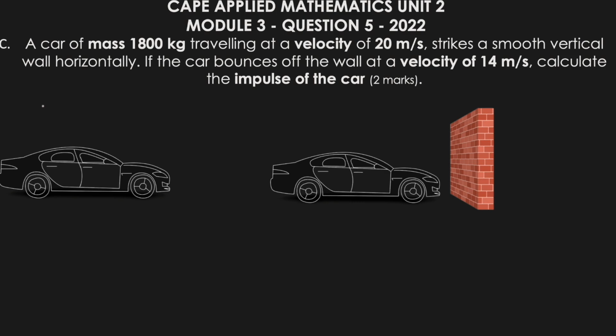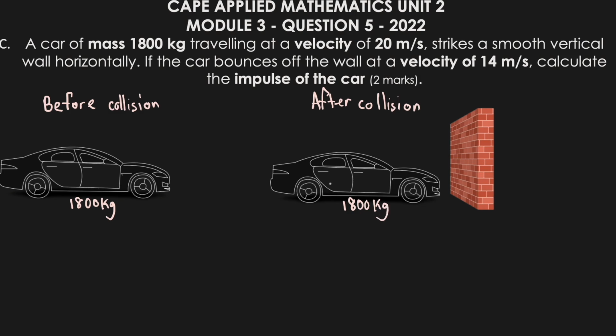Before we actually start to calculate, let me use these diagrams to depict what we are trying to see here. So we have a car. This is before collision, and here we would have after collision. Now this car before collision was 1800 kilograms. Even when it hit the wall, it's still gonna be 1800 kilograms. It's not gonna look as pretty as the one that I have here. In fact, it would be crushed up a bit. And this here depicts our wall.